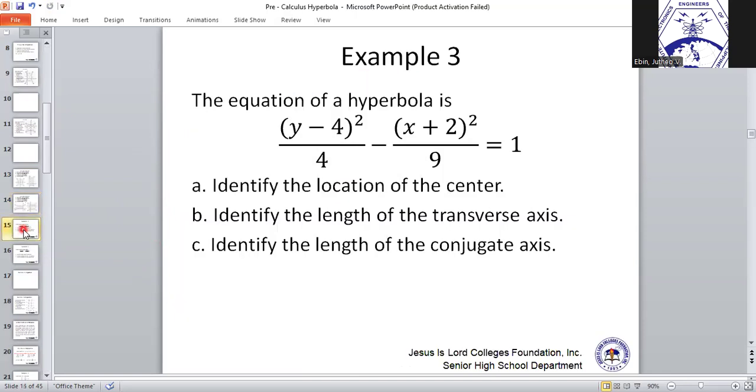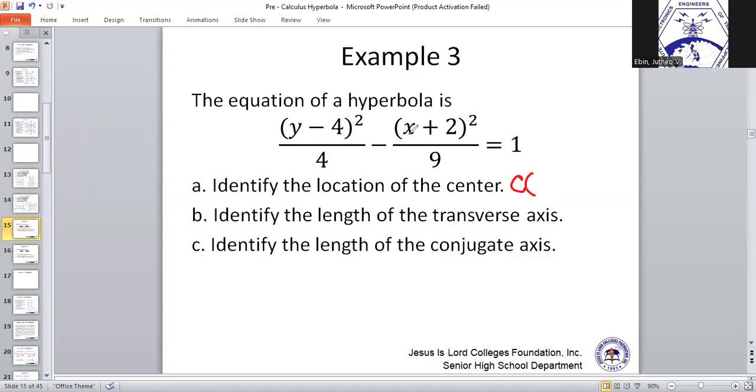Next. Example number 3. Example number 3, given naman dito yung equation ng hyperbola. Ayan, standard form. And we are asked to identify the center, length of transverse axis, and conjugate axis. So kapag standard equation, medyo madali yung pag-identify kasi given na yon sa standard equation. So for example, identify the center. So yung center natin is HK. Huwag niyo lang kakalimutan na yung H kapartner ni X, yung K kapartner ni Y.